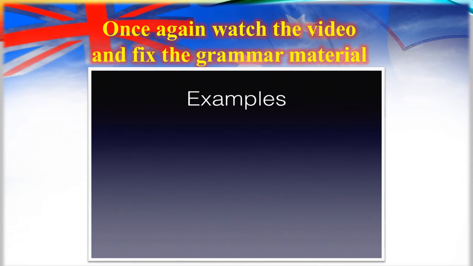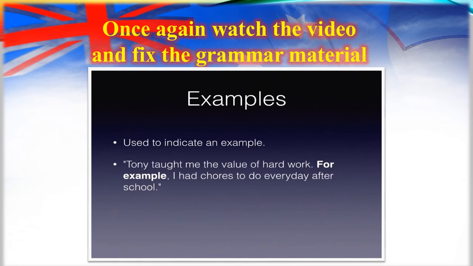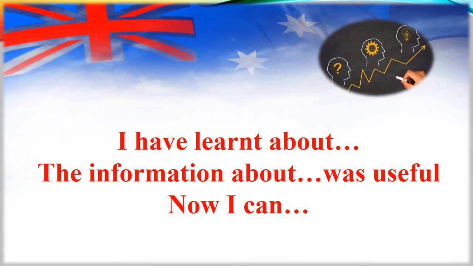Now we come to examples. Very straightforward. We are all familiar with these transitions, which are used to indicate an example is about to be given. For example, Tony taught me the value of hard work. For example, I had chores to do every day after school. The chores I had to do are an example of the hard work that I value. You should make a connection here to our opinion writing unit. Some other transitions you can use in this case are, for instance, specifically, such as, and to illustrate.